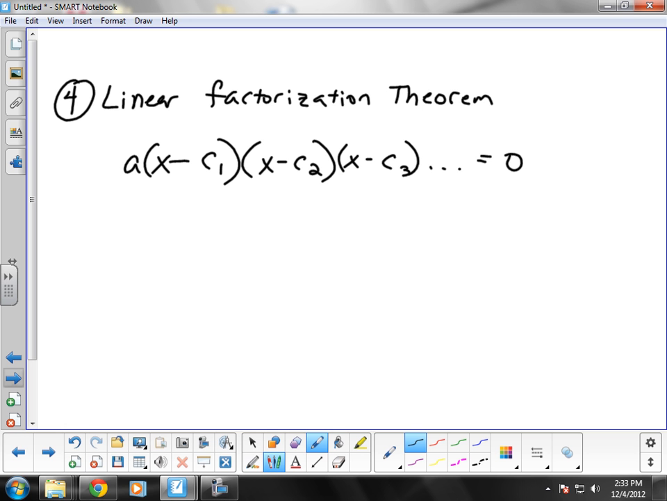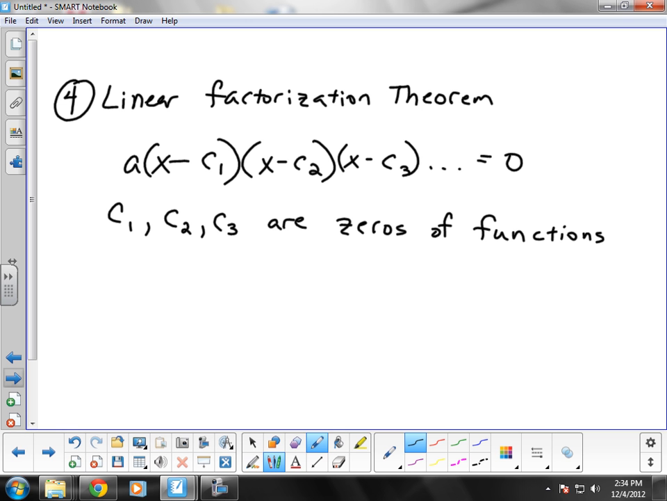The big thing that you need to get out of this, and remember, is that if I tell you that you have a zero of 4, then the factor that goes with that is x minus 4. Everybody hear what I just said? Where c sub 1, c sub 2, and c sub 3 are zeros of the function.